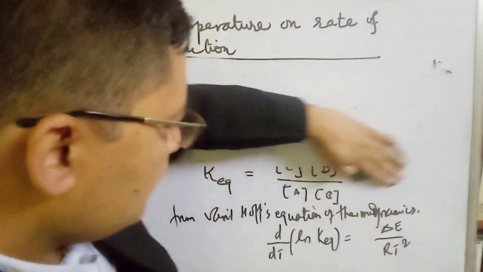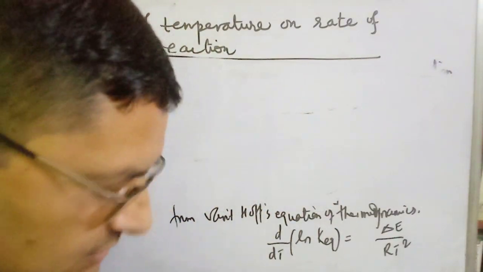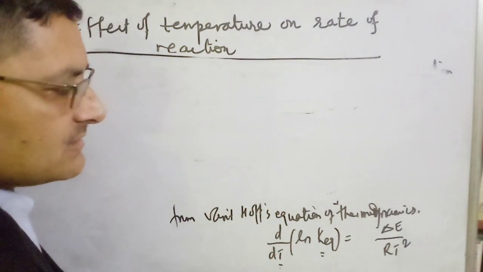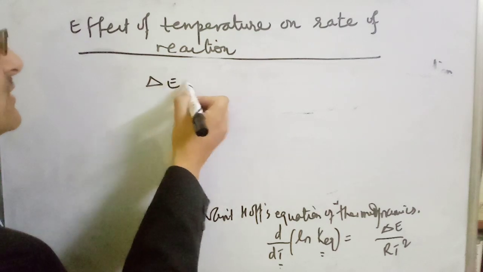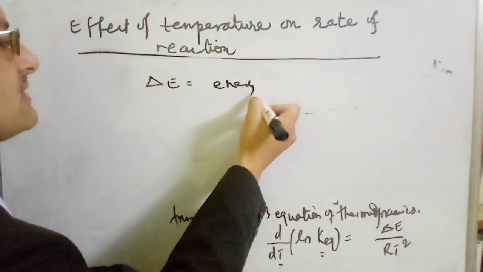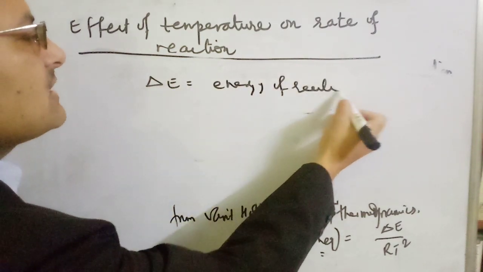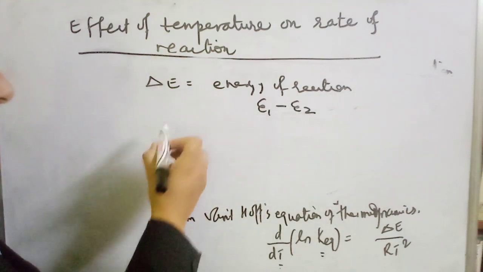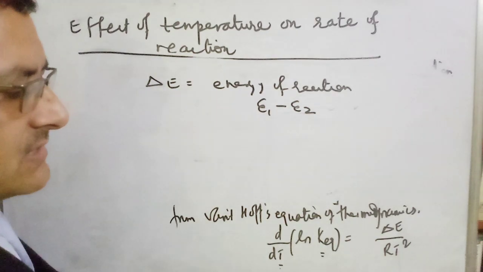So what are the symbols of all these terms? K_eq is the equilibrium constant, which you already know, T is temperature, and ΔE is the energy of reaction, which we can write as E1 minus E2, and R is the universal gas constant and T is temperature.